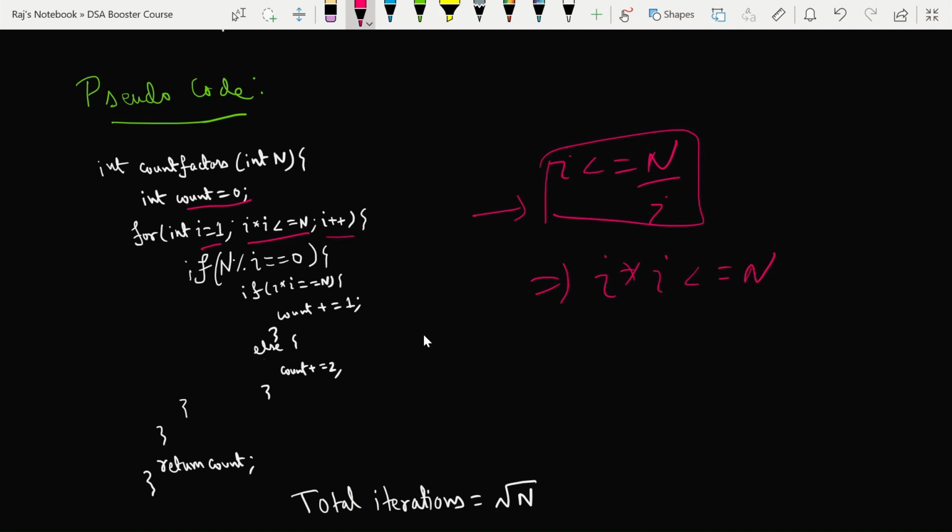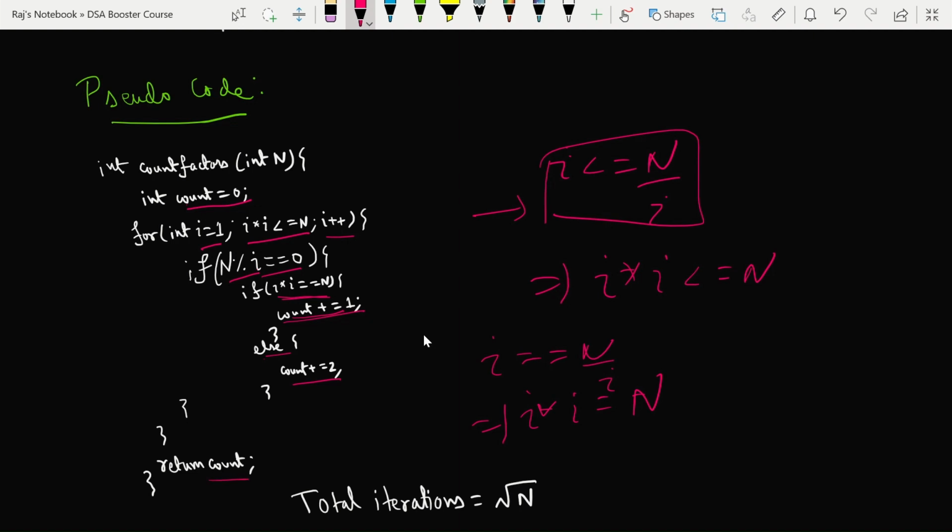And we increment i, and now if i is a factor of n, which means n modulo i is equal to 0, then we need to increment our count by 2 or by 1 depending upon whether it is a perfect square or not. So if it is a perfect square, then we increment the count by 1 only. For a perfect square, we had seen that if my i equals n by i, which means i into i is equal to n, the same thing is written in the if condition. We increment our count by 1, else we increment our count by 2, and in the end we return count.